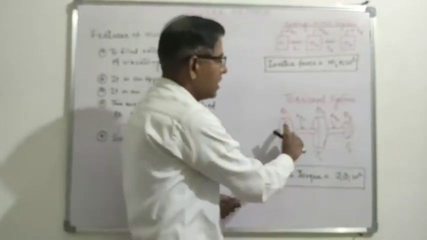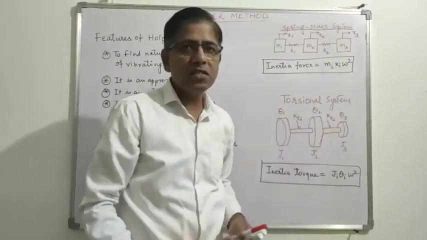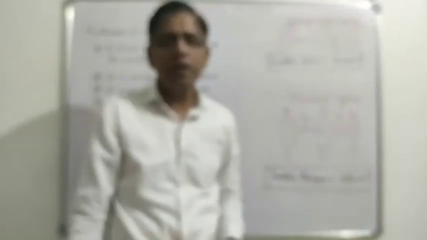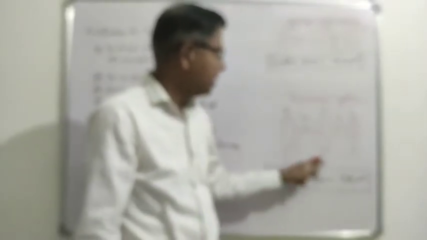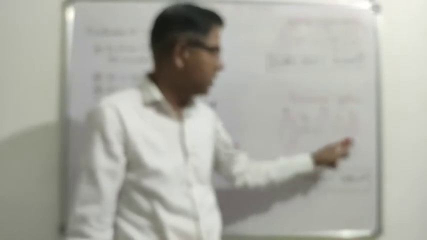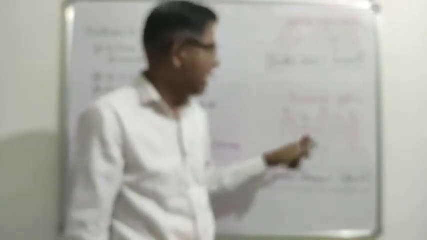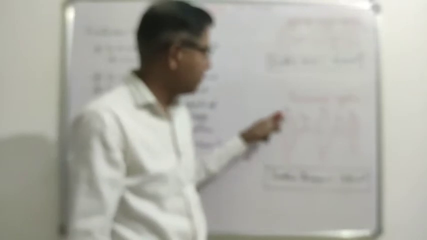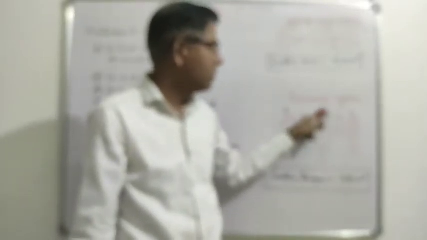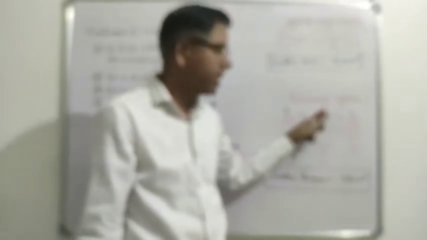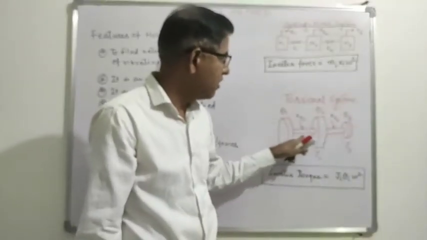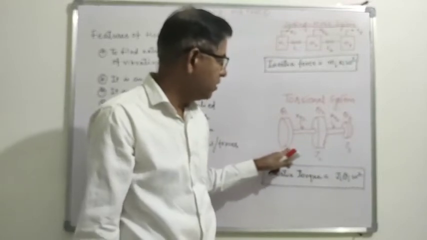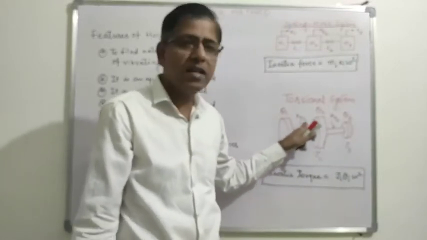Okay, so here you can see that a shaft is there and 3 rotors are mounted. J1 is the polar moment of inertia of the first mass, J2 is that of the second mass, and this is J3. The angular displacement of the first mass is θ1, that of the second rotor is θ2, and then θ3, and the stiffness of the shaft between the first rotor and the second rotor is considered as KT1.